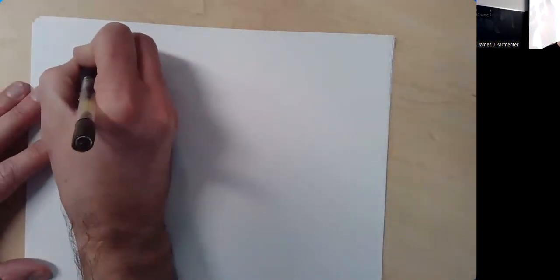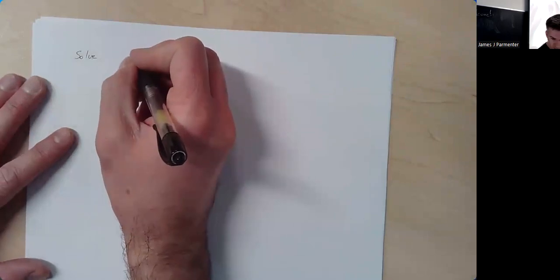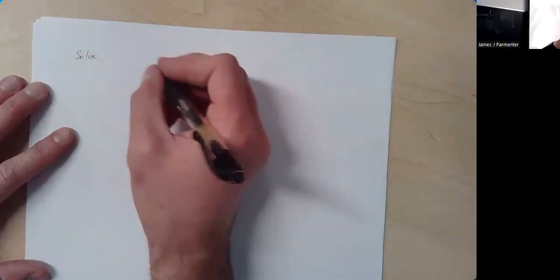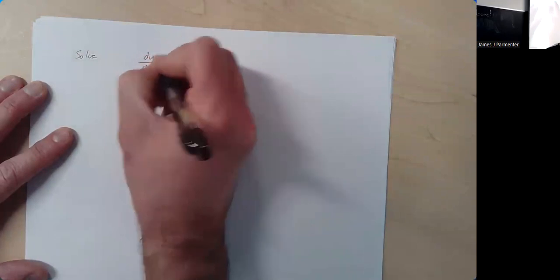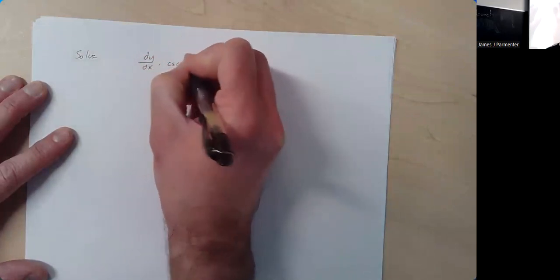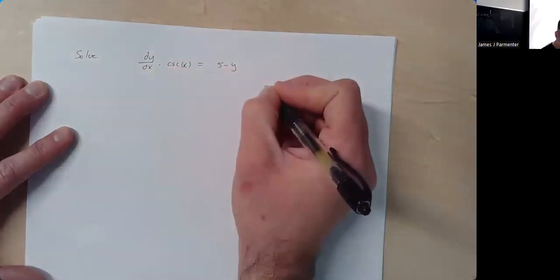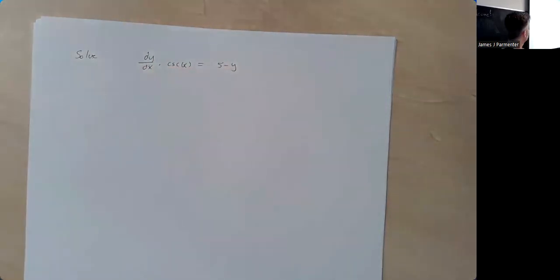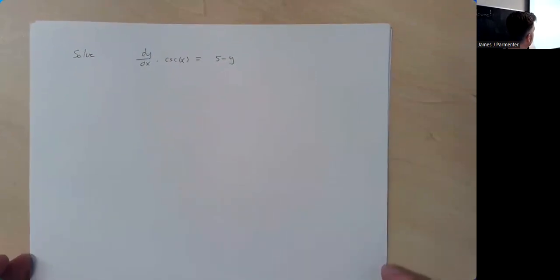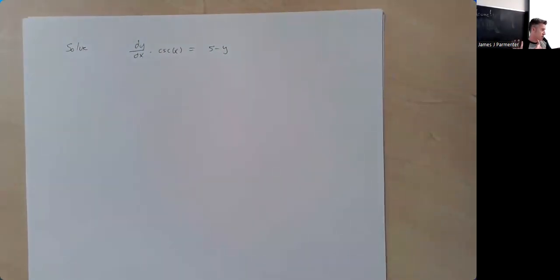Okay. So let's try solving the following. What have I got here? Yeah, dy dx times cosecant of x is equal to 5 minus y. So some of the time, you won't always just have dy dx equal to some stuff. You'll have dy dx multiplied by other things equal to some stuff. The process is still the same.